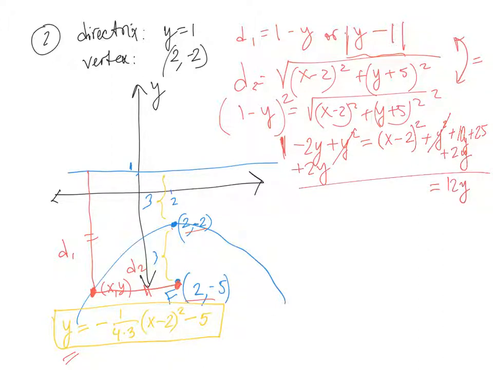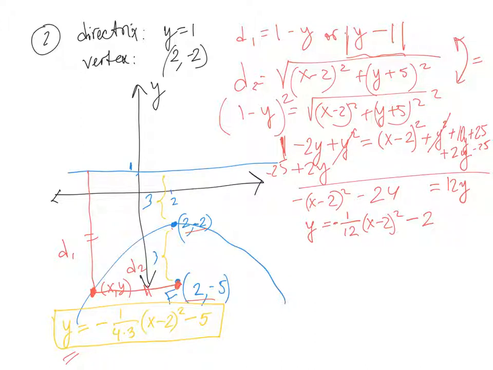Everything else I want on the left. x minus 2 squared goes to the left, so I need to subtract it from both sides. And 25, I need to subtract from both sides, so it becomes minus 24. And finally, I divide by 12, and I want my y on the left, so I just divide everything by 12: minus 1 over 12, x minus 2 squared, and minus 24 by 12 is 2. Oh, look. Oh, no.